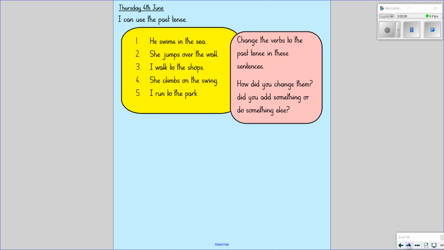So I'd like you now to look at these 5 short sentences, and I'd like you to change the verbs to the past tense in these sentences. Think about how you change them. Did you add something or do something else? So, he swims in the sea, she jumps over the wall, I walk to the shop, she climbs on the swing, I run to the park. Could you pause again and just write those sentences in the past tense?